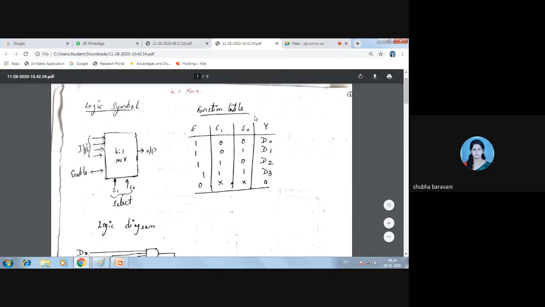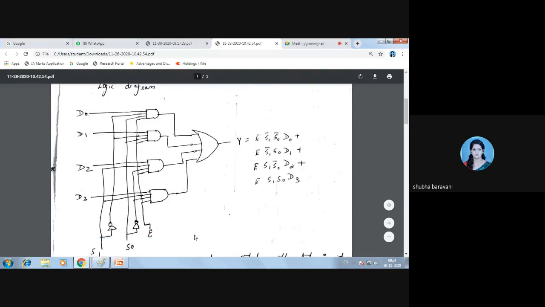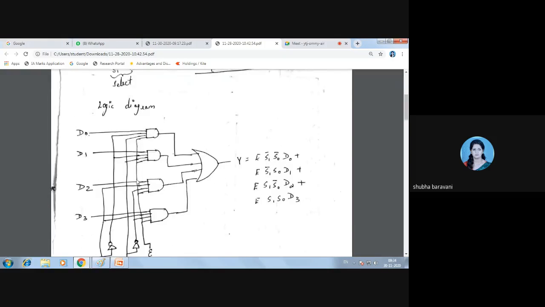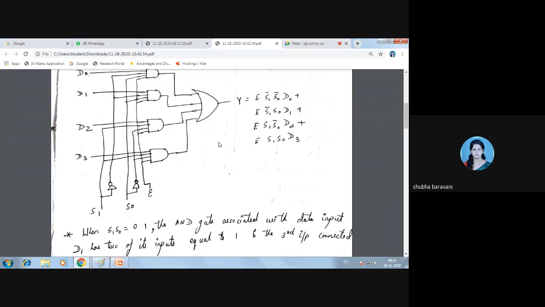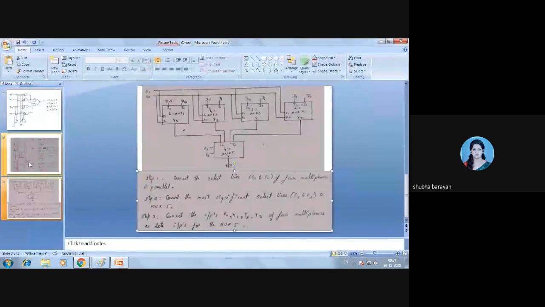Okay, now this is the function table, right? Did you understand this diagram? Have you understood this diagram using AND gate and OR gate? Did you go through this? Yes, ma'am. But explain once again. Okay, I'll take this one.